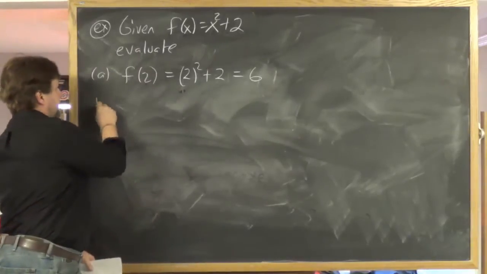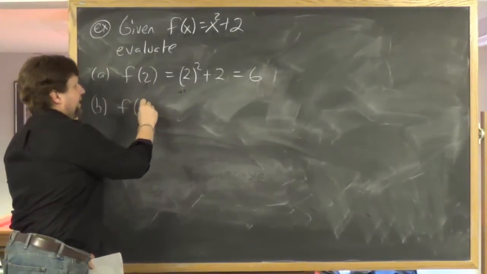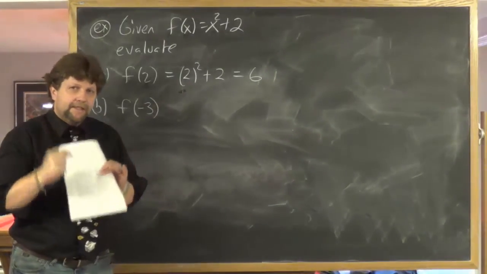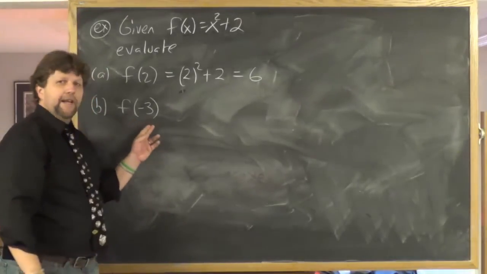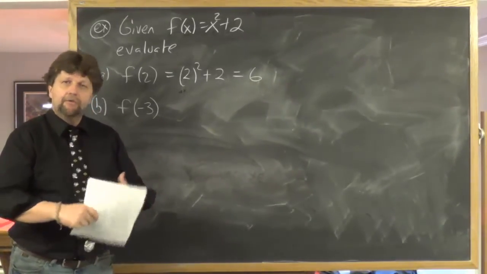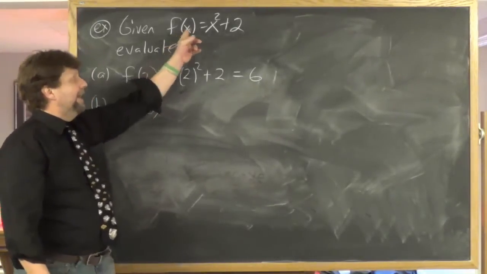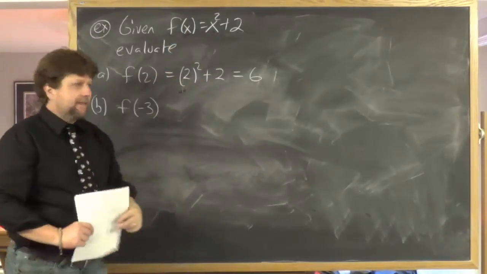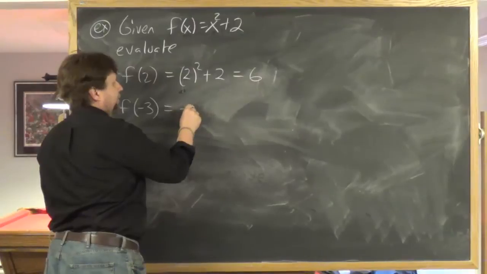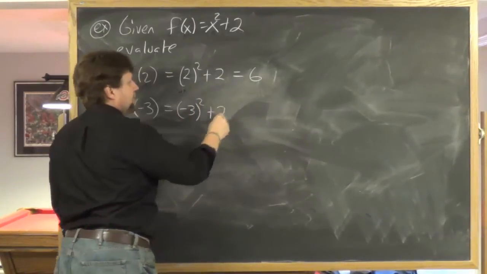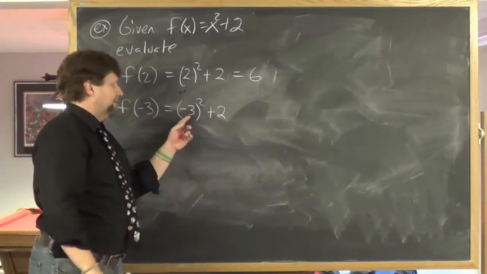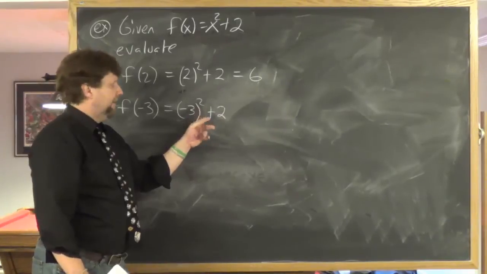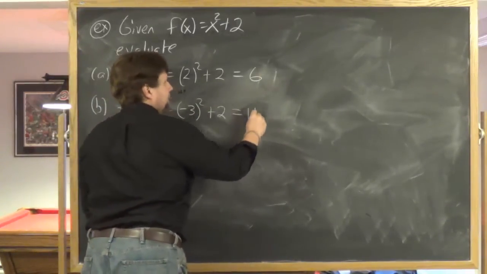Let's do another one. Let's say you're asked to find the f of negative 3. The same process. Repeat the process. Don't do anything different. Wherever you see an x, you're putting in a negative 3. So go ahead, toss a negative 3 in for the x's. So you get negative 3 squared plus 2. Well, now you can simplify this. I mean, what's negative 3 squared? Negative 3 squared is 9. 9 plus 2 is 11.